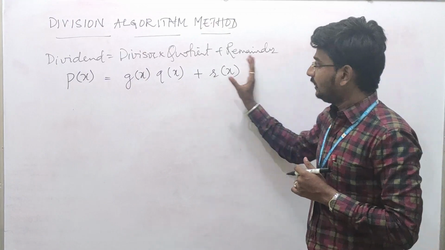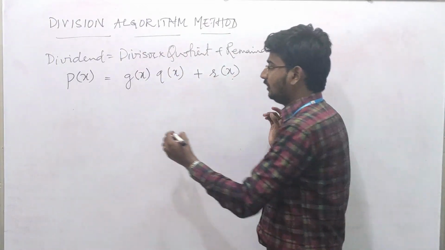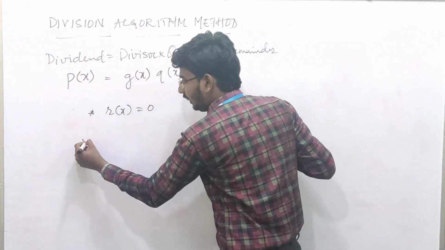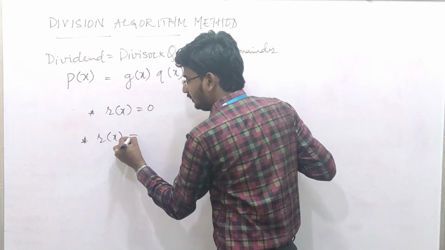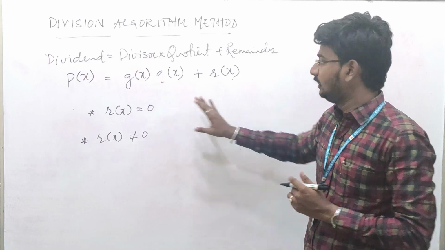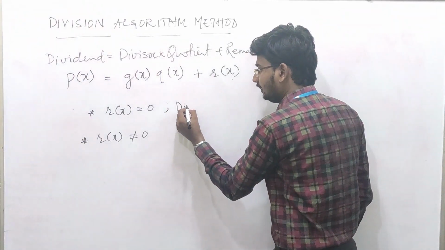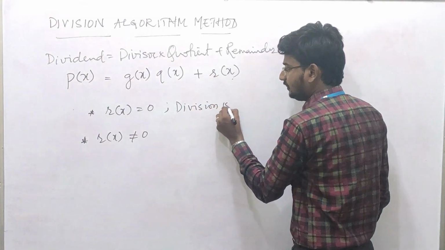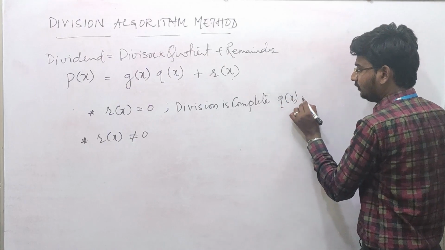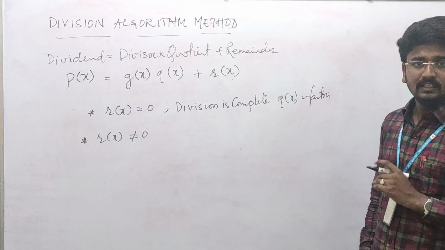Now, once you get the quotient and remainder, we have two conditions for the remainder. What if remainder r of x is equal to 0, and what if remainder r of x is not equal to 0? These two conditions play an important role here. If remainder r of x is equal to 0, then I can say division is complete, and with the help of q of x value, I can apply the factorization method in order to find the remaining roots.